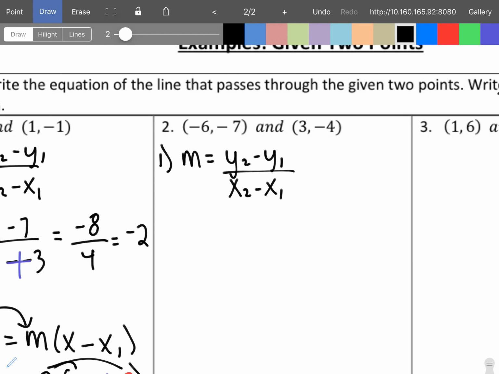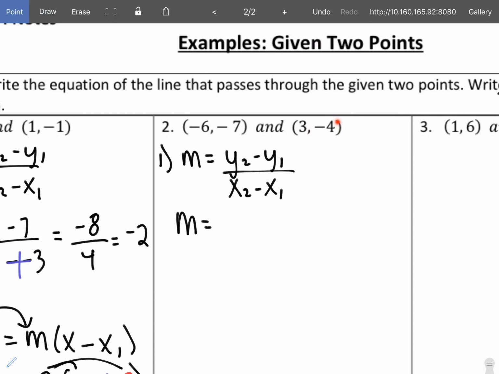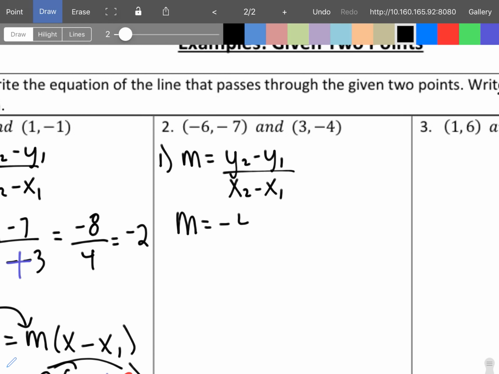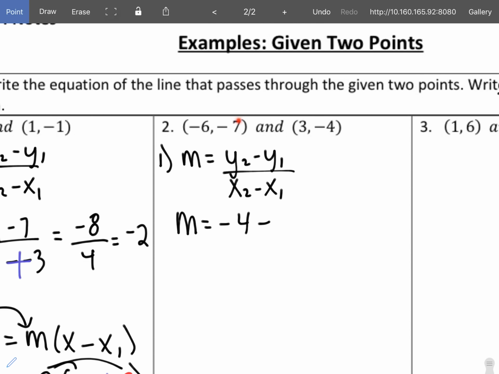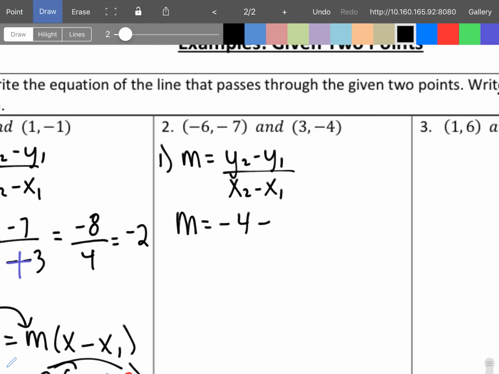All right, so when I plug that in, my second y point is -4. So I'm going to put -4, and I'm going to subtract my first y point, which is -7. My second x is 3 minus, and then my first x is -6. So I'm going to make this a big plus, a big plus.